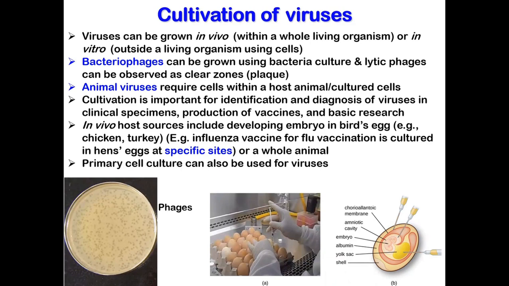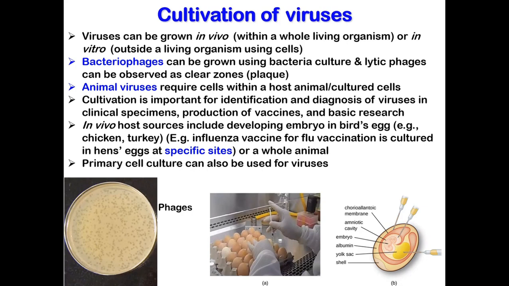So viruses can be grown in vivo or in vitro. Bacteriophages can be grown using bacteria culture, and lytic phages can be observed as clear zones, whereas animal viruses require cells within a host animal or tissue culture cells derived from an animal. Cultivation is really important for identifying and diagnosing viral disease, also for the production of vaccines and for basic research purposes. In vivo host sources include the developing embryo in a bird's egg. So, for example, flu vaccines are cultured in hen's eggs.